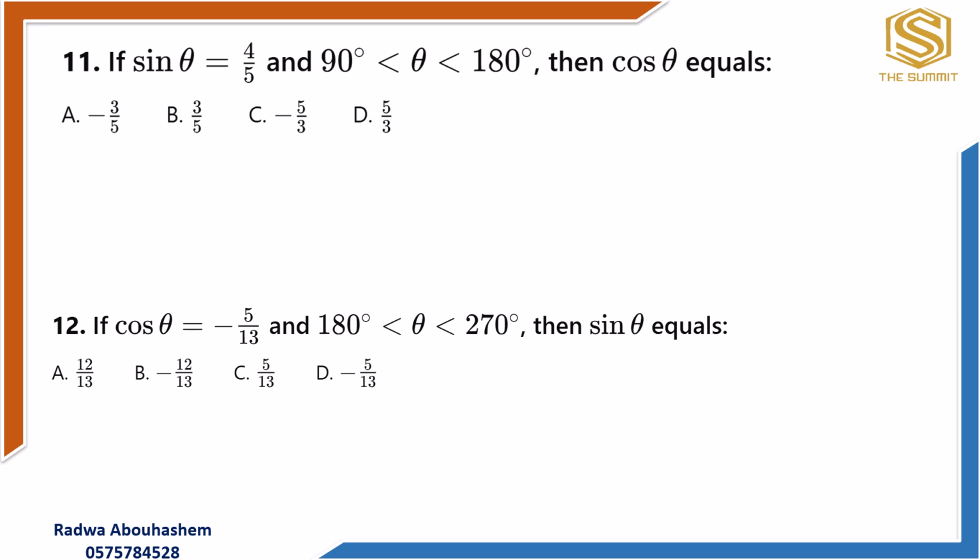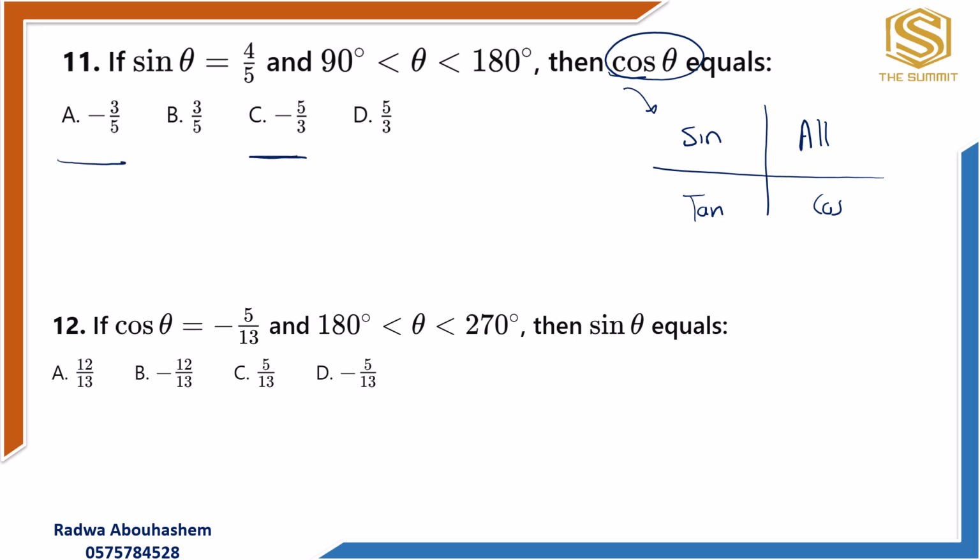If sine theta equals 4 over 5 and theta is between 90 and 180, so it's in the second quadrant, then cosine theta equals, okay, do you remember all sine, tan, cosine? We are in the second quadrant, so sine is the only trigonometric function which is positive, right? Good. So this means the cosine and the tan would be negative. And I'm asking about the cosine, so I'm searching for a negative value. So maybe it's -5 over 3 or -3 over 5. But of course, 5 is the hypotenuse, right? So this is my answer.